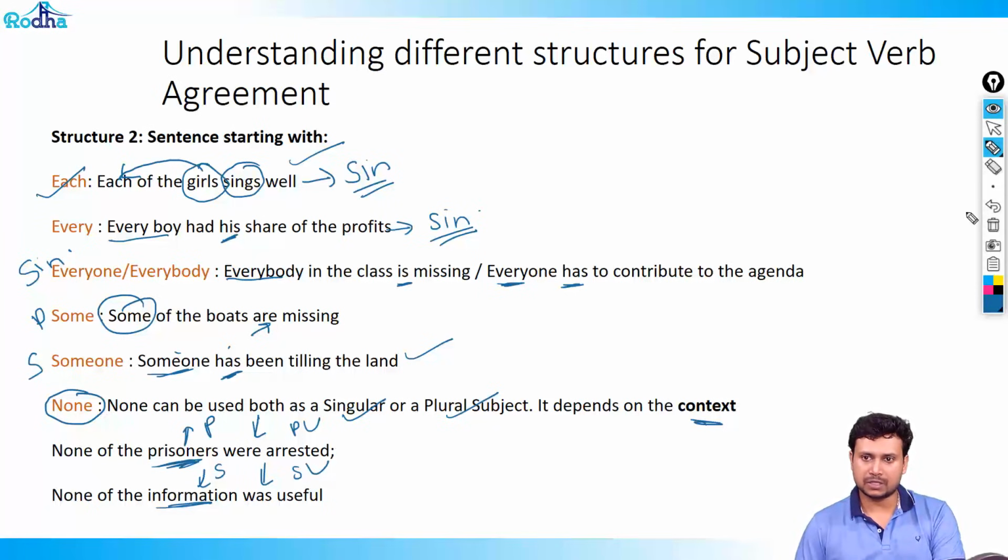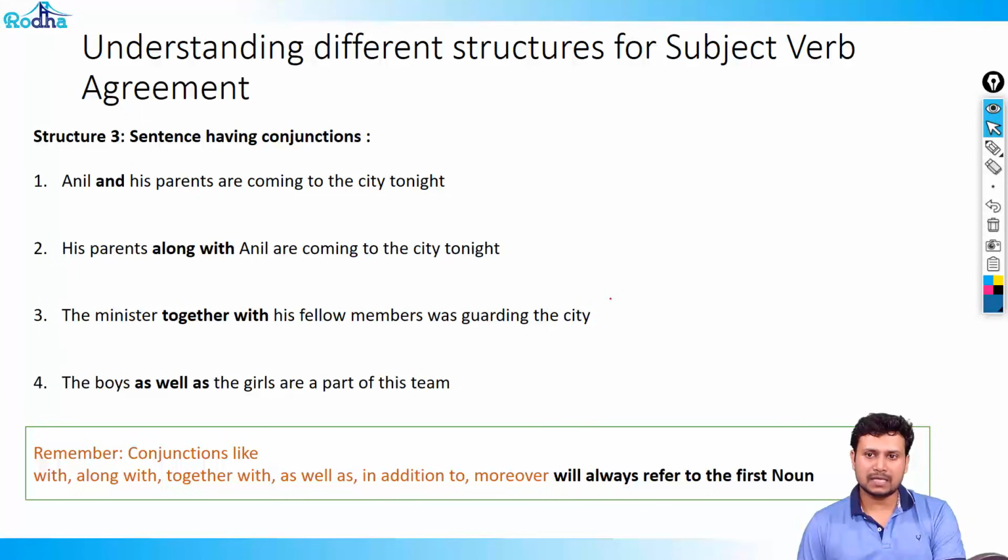Let's move on to the next structure. Now, the next structure has sentences with conjunctions. Whenever you are dealing with conjunctions, you should understand that conjunctions are nothing but words which join. So, these are basically joining words. Now, how do we apply subject-verb agreement when we have conjunctions? There's some logic around it.